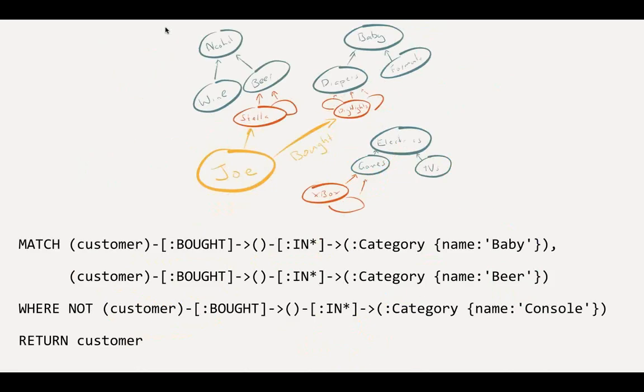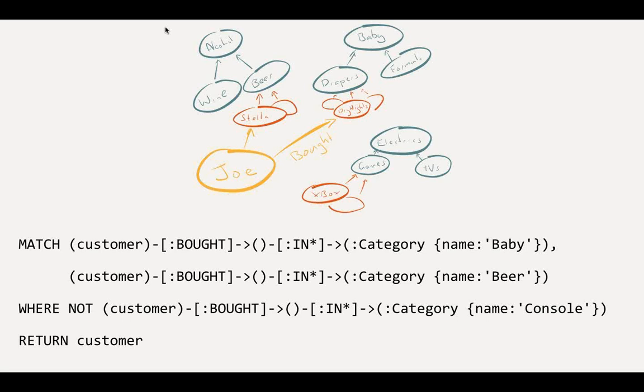So this is how a recommendation would look in Neo4j Cypher. All we're saying here is match some customer that bought something that happens to be in the baby category. And this star means that's any depth, so anything that's connected to baby. Match where that same customer bought something that is in beer at any depth, so in alcohol at any depth, and match where that same customer has not got a relationship marked bought between the customer and something in the category of console, and then return the customer.